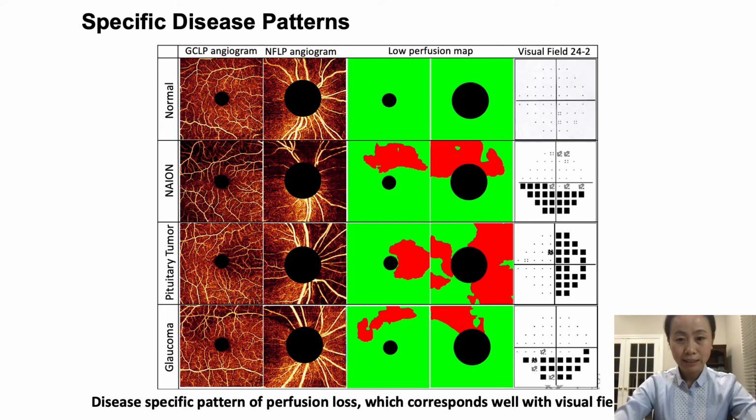So in this pilot study, OCT and OCTA not only provide quantification of the thickness and perfusion defects, but also provide detailed visualization of the pattern of loss, which could be useful for the diagnosis and classification of retinal neurodegeneration diseases, just like illustrated on this slide. We can see in NAION, the perfusion loss was horizontal hemisphere, but in pituitary tumor, it demonstrated vertical hemisphere, while in glaucoma, the perfusion loss was arcuate. All the perfusion loss corresponded well with visual field loss.